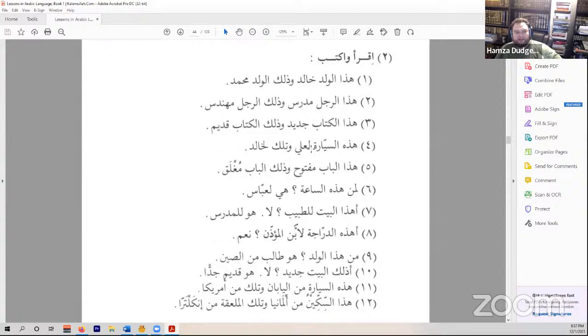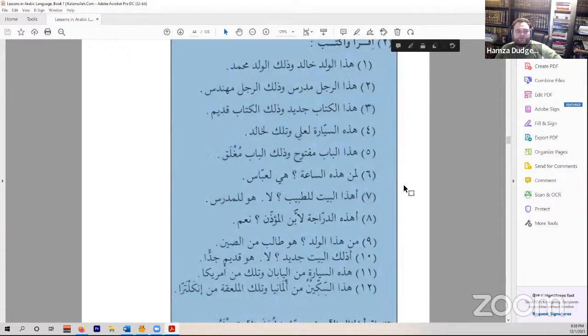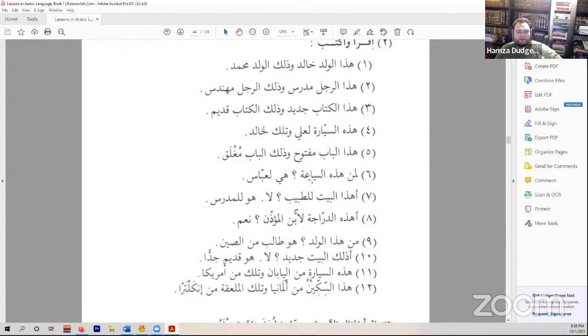هذه السيارة لعلي وتلك لخالد. So this car belongs to Ali and that one belongs to Khalid. Then the next one, it says هذا الباب مفتوح وذلك الباب مغلق. So this door is open or unlocked and that door is closed or locked. لمن هذه الساعة? So whose watch or clock is this? هي لعباس. So it belongs to Abbas.